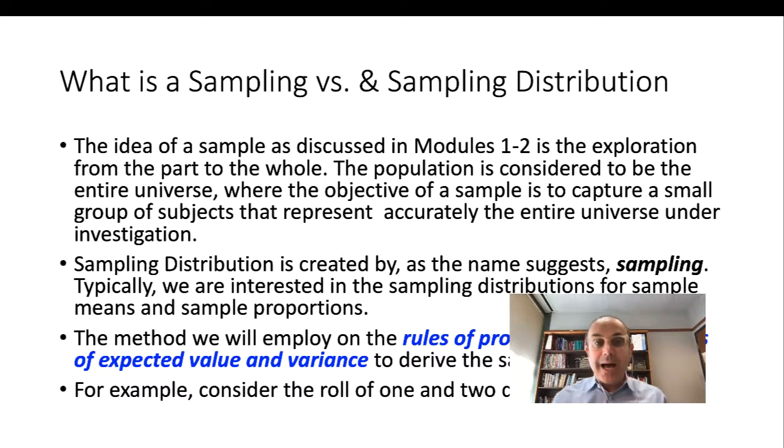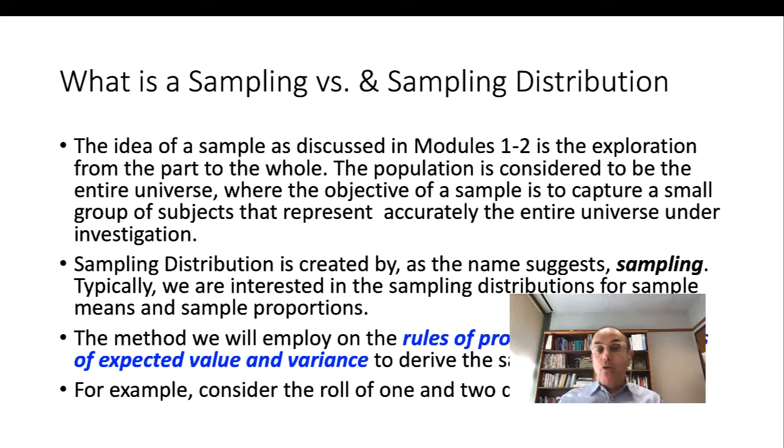So, what is a sample and what is a sample distribution? The idea that we discussed in modules 1 and 2 is the idea of the whole. The population is considered to be the entire universe. The objective of a sample is to capture a small group of subjects that accurately represent the entire universe. A sample distribution is created by sampling. Typically we are interested in a sample distribution for the sample means and the sample proportions. The method that we apply is the rules of probability or the law of expected value and variance.